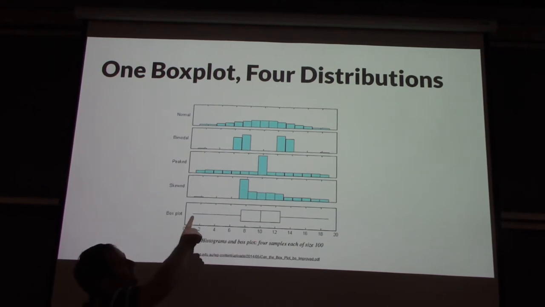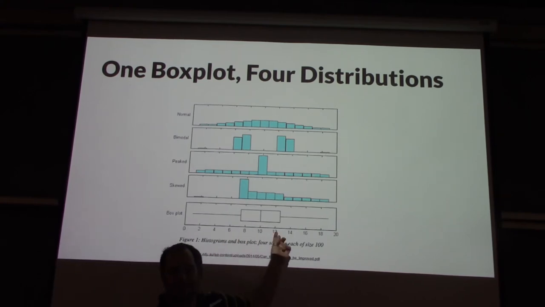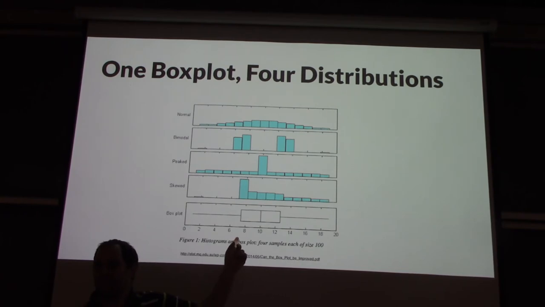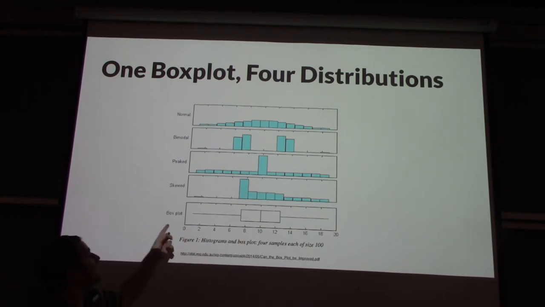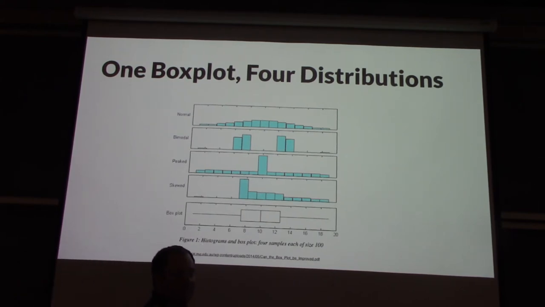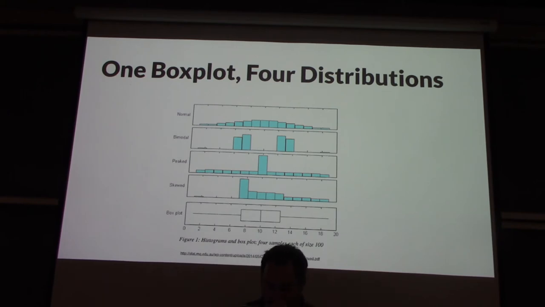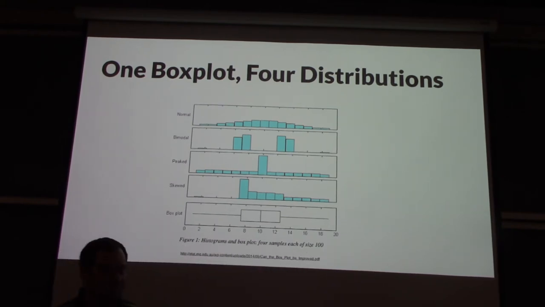But for this bimodal distribution here in the second row, very clearly this box plot doesn't give you the right idea about the data set, right? And the same here for the peaked or the skewed distributions. Here we have an outlier, and essentially all of them result in the same box plot. So box plots are not as good as histograms, but they can be much more space efficient.